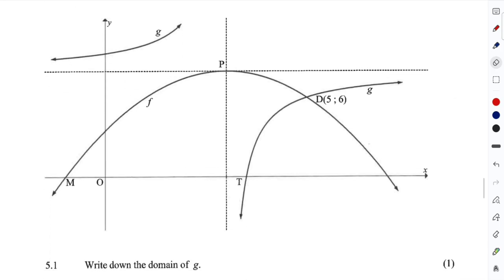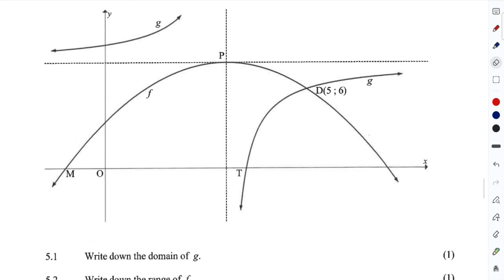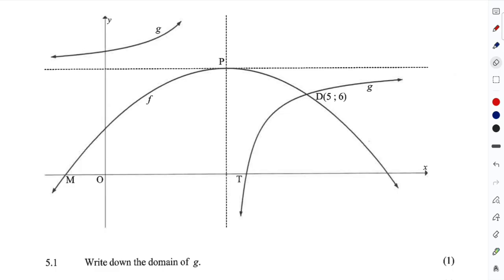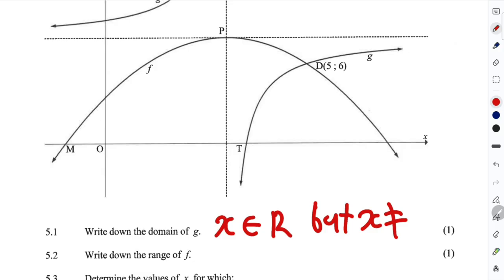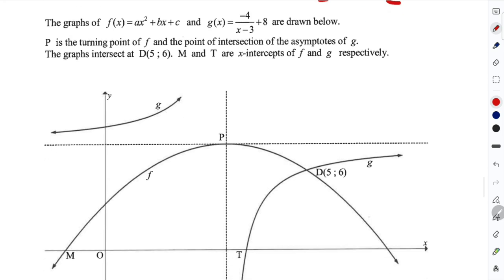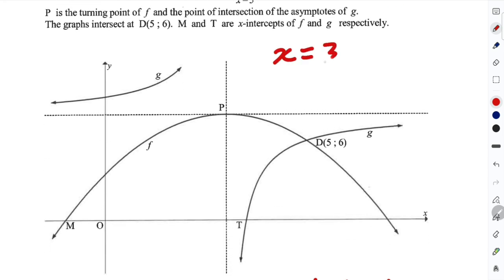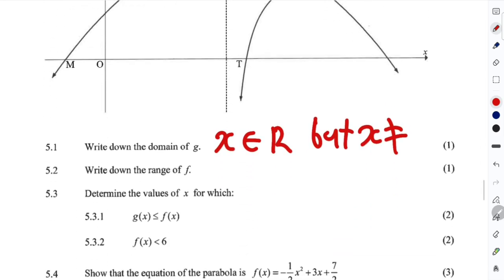So remember g of x, that's the hyperbola. With a hyperbola, when I'm writing the domain, I'm focusing on the horizontal. For which values of x does the graph exist? I know it's going to be all the real numbers except the asymptote. So x is not equal to, then I look at my asymptote. My asymptote for x is what? x minus 3. But remember, it's the opposite of the sign that I see there. So my asymptote here is x equals 3, and y equals 8. So then x is not equal to 3.